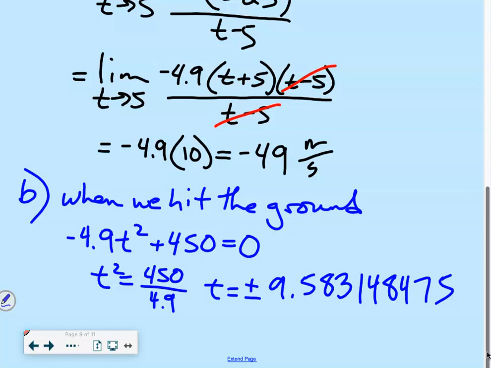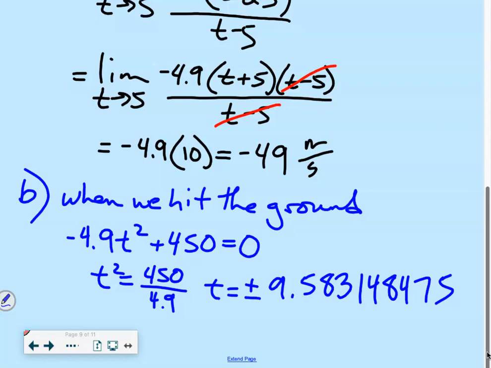So, couple questions. Number 1, I have 2 times here. Which is the one I want to use? The positive, right? Okay. Because the negative would be 9 seconds before I threw the ball, which didn't make any sense. So we want to use the positive time.